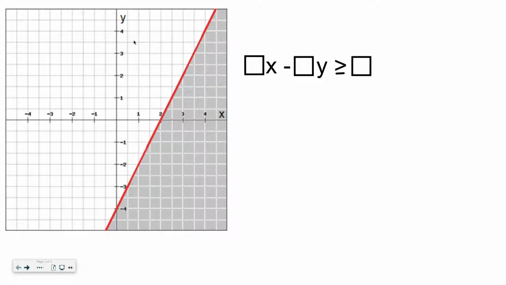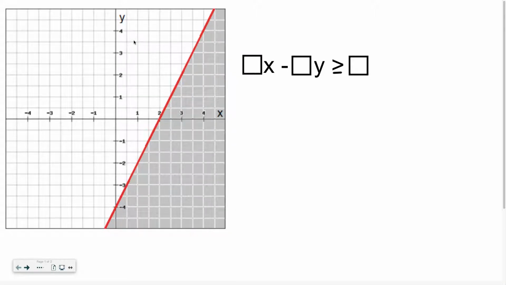Who has an answer they're willing to share? Go for it. X minus 2y is greater than or equal to. Hold on, I'm not plugged in. Okay, so 1x plus 2y is greater than or equal to.